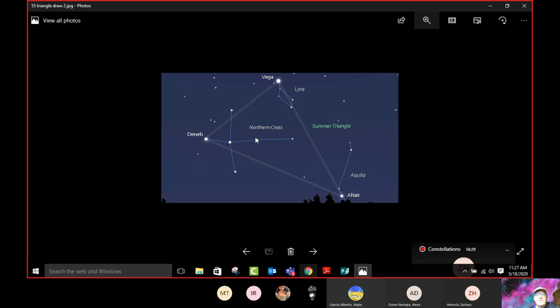Deneb is part of Cygnus the swan, also known as the Northern Cross. So here's the long neck of the swan, here's the wings, and Deneb is the tail. Vega is part of the lyre, a stringed musical instrument used in ancient times, like a small harp. Altair is part of Aquila the eagle, basically the head, and here's one wing reaching up here. The other wing is down below the horizon still, and the body is back in this direction.